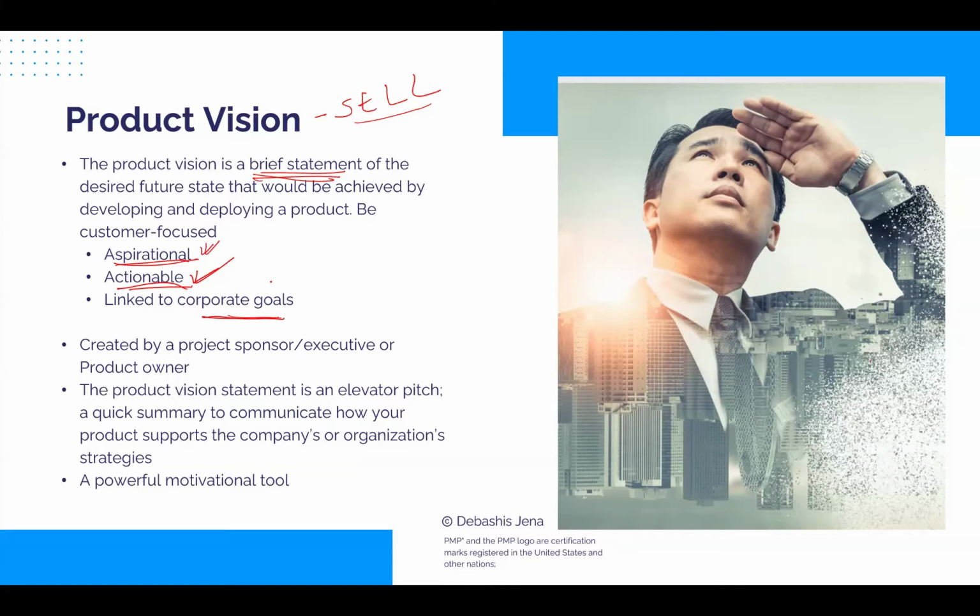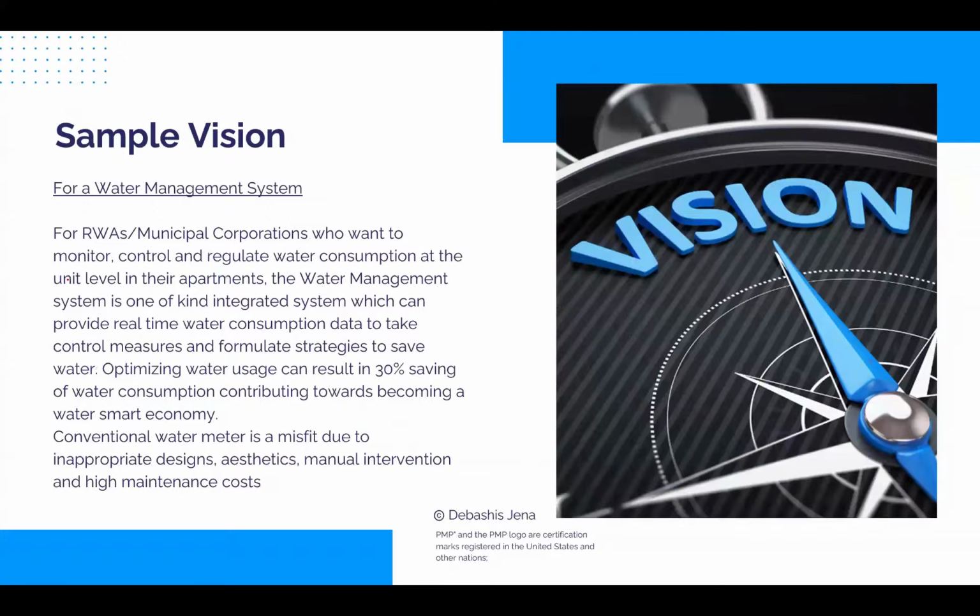So vision should link it. Okay. So these are a few traits about a vision statement. Now I'll show you a sample so that you get a better feel of what a vision statement would look like. Here's a sample we'll read. Before you start reading, let me give you the project context in one line. The project is we are going to install smart water meters.